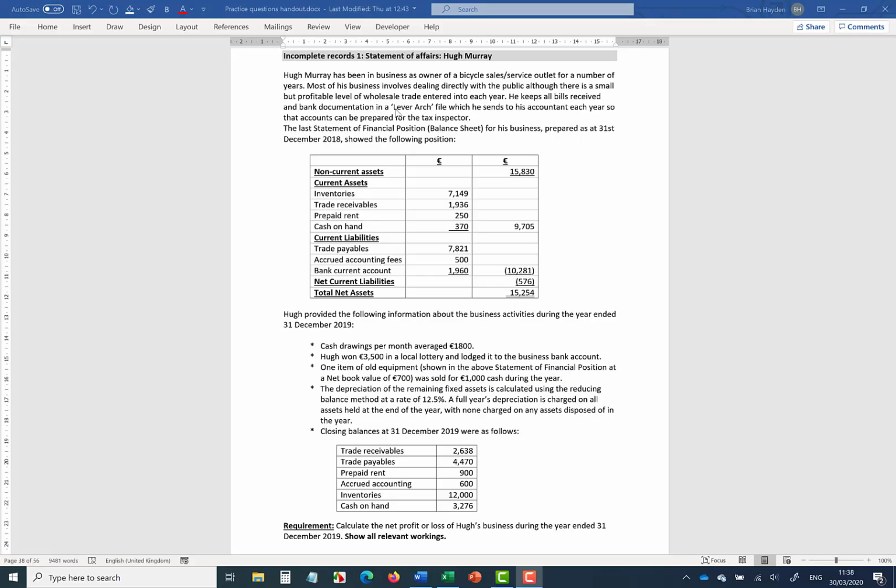So I'm going to look at the solution to the statement of affairs question, Hugh Murray. It's one we actually covered in class prior to the shutdown, but I just want to go through it again so that people are okay with it. I did get a request to go through this particular topic. So just looking at the question to get the key details.